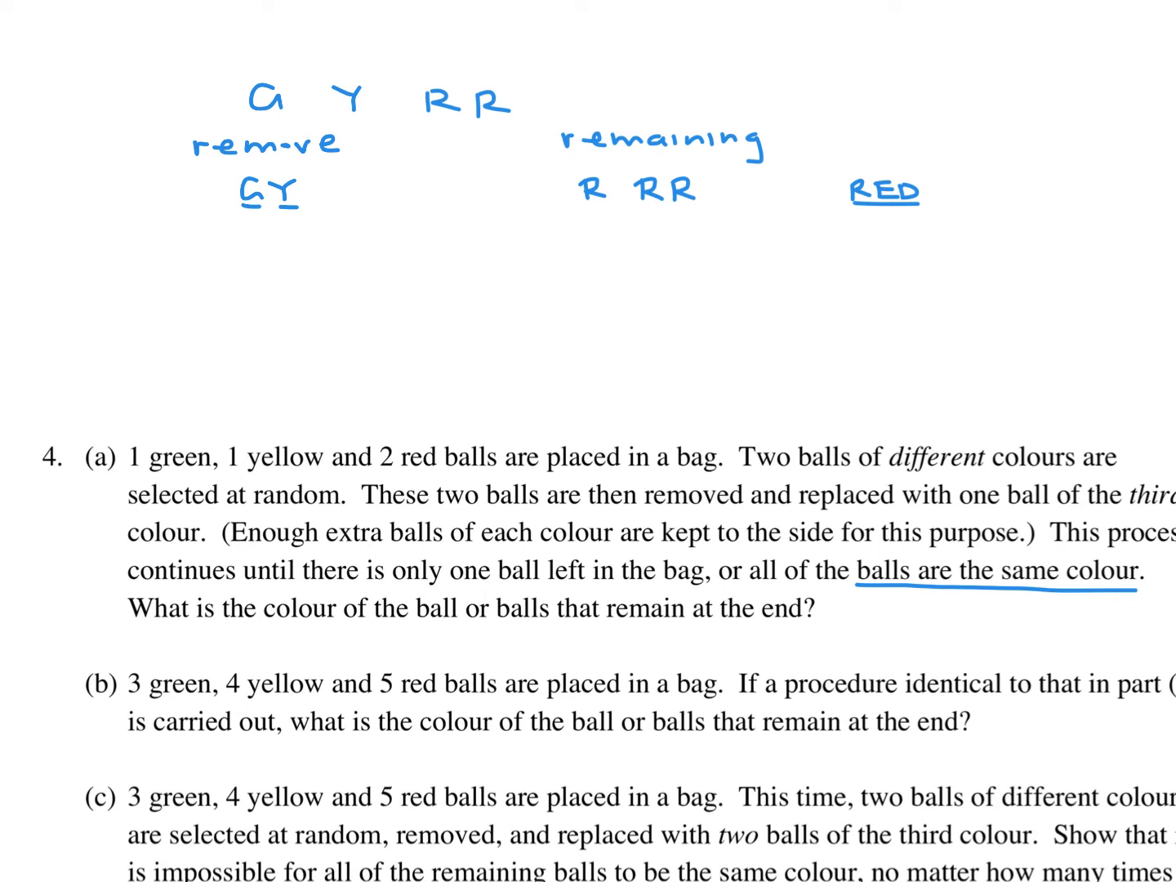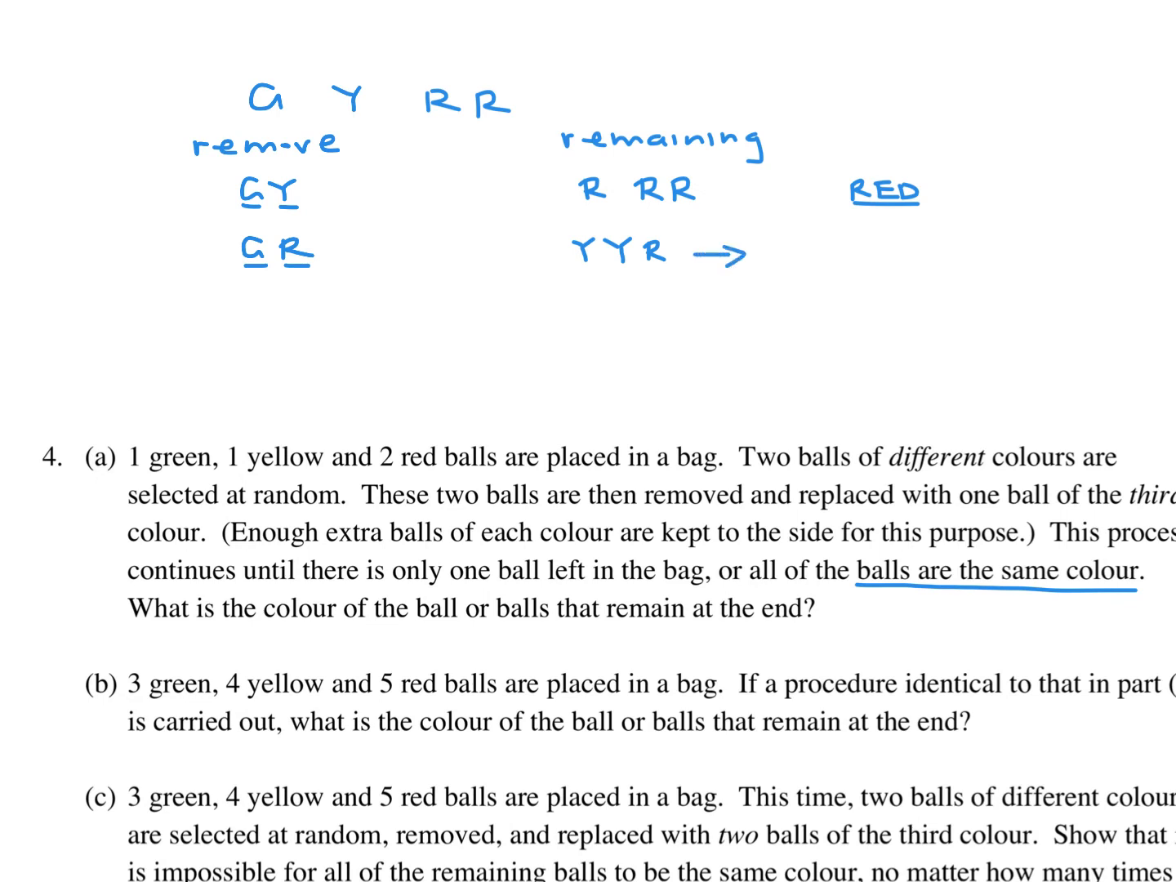Now, of course, this is not the only scenario. We have a couple more scenarios. The other scenario is that if you initially removed a green and a red, then you would have yellow and red remaining. And then you have to add what you didn't remove. You didn't remove the yellow, so you have to add a yellow.